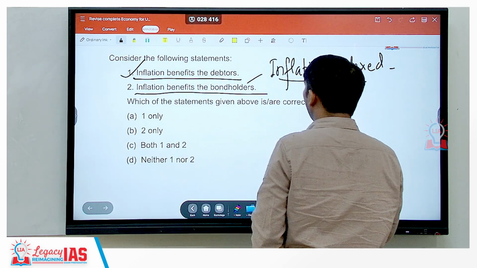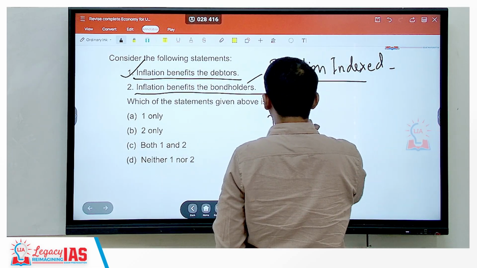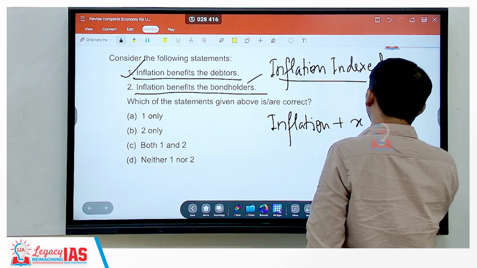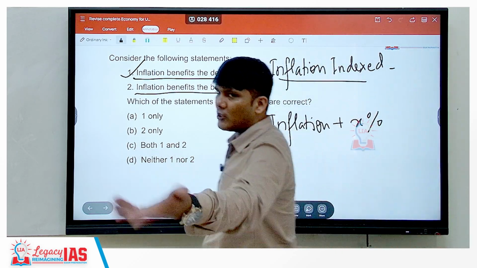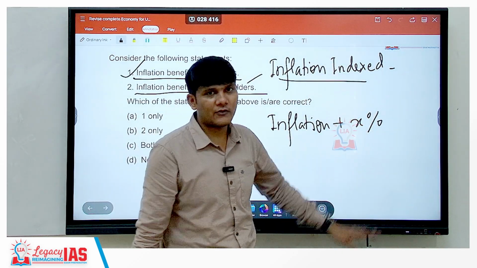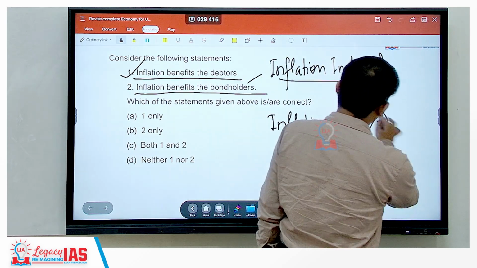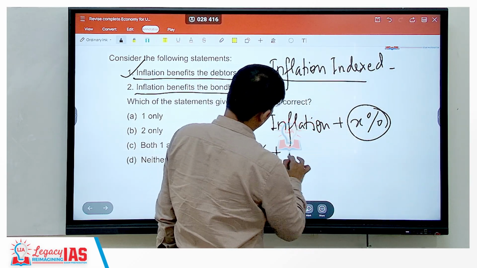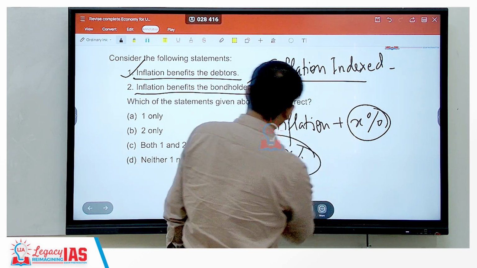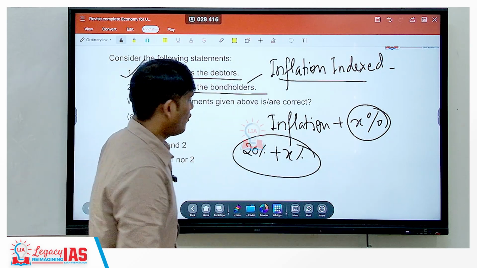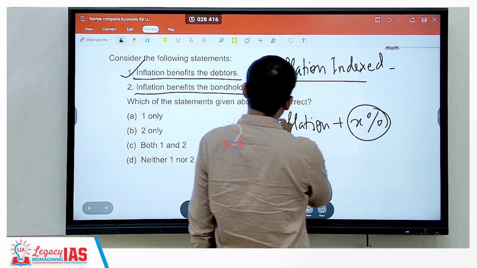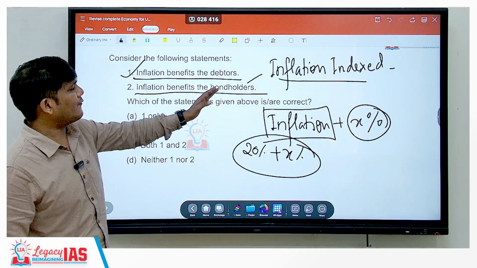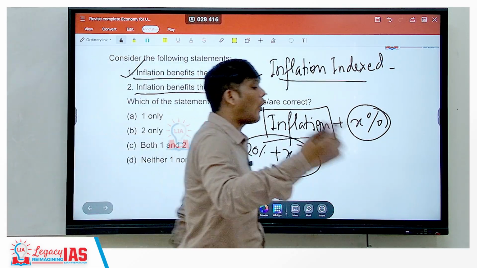An inflation indexed bond will give you a return of inflation plus X%. So if inflation is 0, you will get 0 plus X%, so your real increase would be X%. If inflation is 20%, you will get 20% plus X%, so your return would be 20 plus X%. So when inflation is there, inflation indexed bonds would really help. So inflation would have benefited the inflation indexed bondholders.